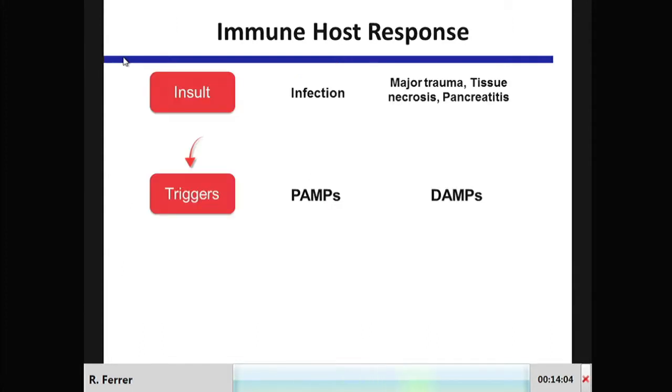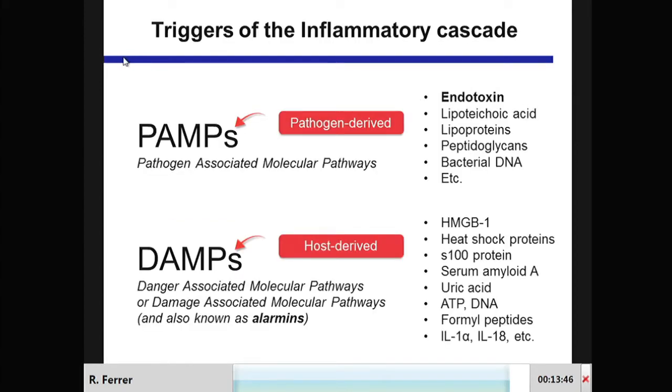So this immune host response to infection is similar to other conditions that go again with systemic inflammation. The insult could be the infection, but also other conditions like major trauma, pancreatitis, etc. But the triggers are quite common: they are the DAMPs and PAMPs. PAMPs, the most important one is endotoxin, coming from the pathogens. And DAMPs, or alarmins, are coming from the host.